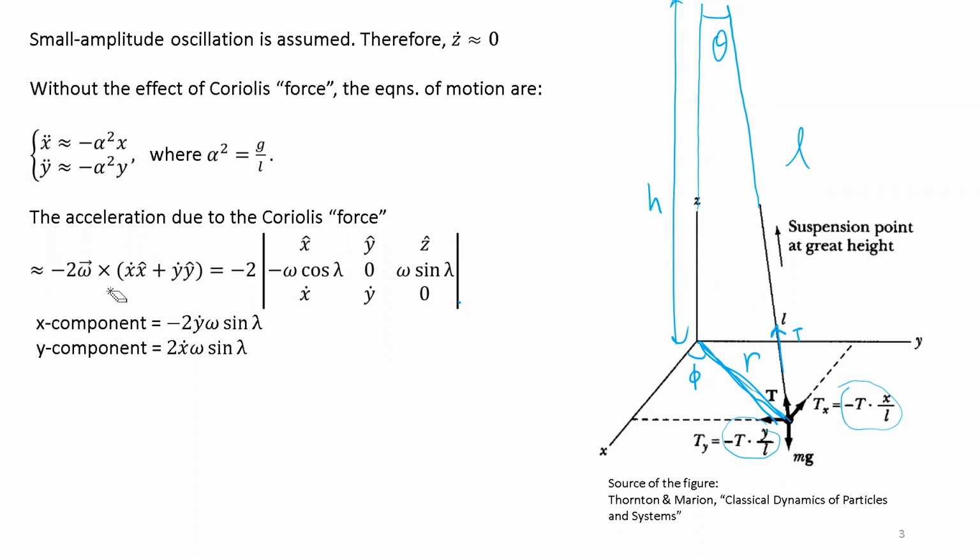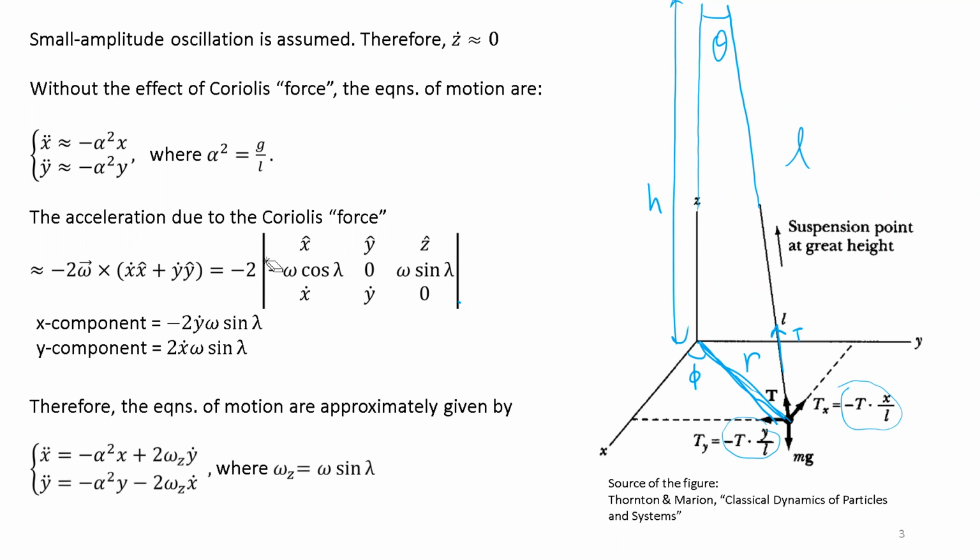Okay, so then if I just do this omega cross V term, then the X component and the Y component are given over here. Then the equation of motion, right? So it's given by these two, right? So this X component goes to the first equation, this Y component goes to the second equation. Okay, so again, I'm negating the centrifugal term.